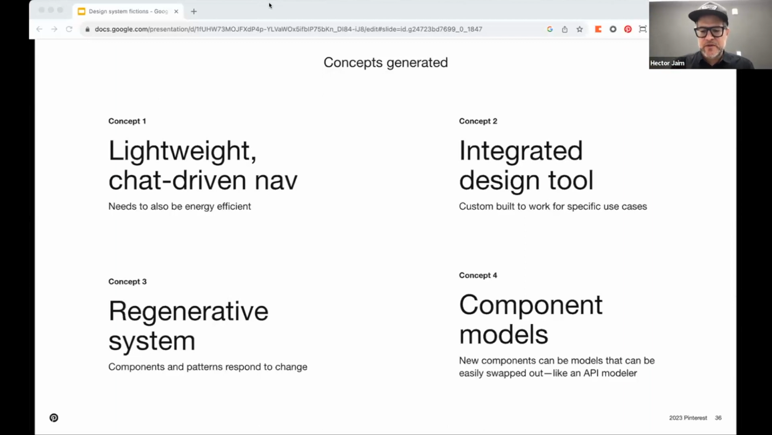And the fourth thing is that we start thinking about these. I got this from an API modeler I used to work on, and maybe something like this already exists, where you can have these model components, and once the real component is ready, things can get swapped out.